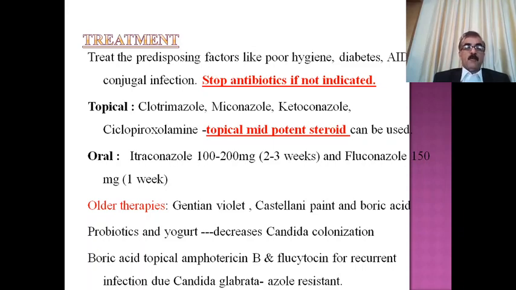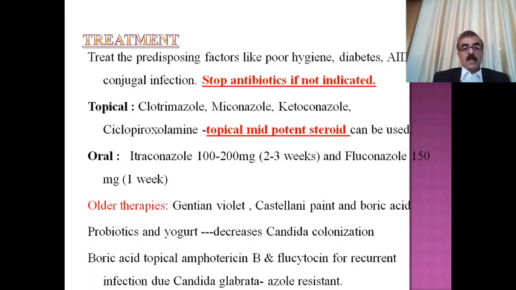And sometimes pulse therapy is given, in which 1 week therapy on a higher dose, 200 milligram BD of itraconazole for 1 week. Then there is no therapy for 3 weeks. Then again 1 week therapy. Then 3 weeks off, then 1 week therapy. This kind of pulse therapy is indicated in onychomycosis.